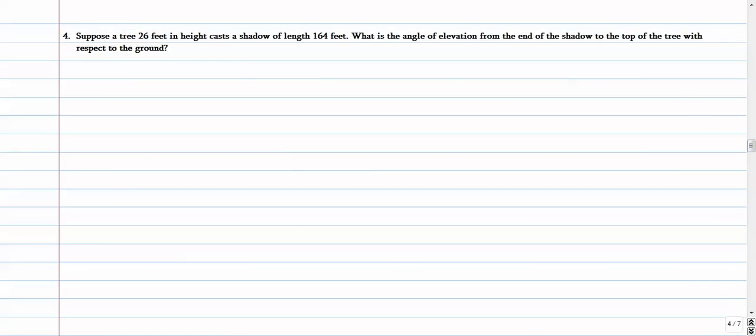Another tree problem. Let's draw another tree here. Suppose a tree 26 feet in height casts a shadow of length 164. Alright, so this might be a good time to pause the video and give this one a shot on your own. So we want to draw a tree. This tree is a little bit shorter, so I'll draw it down here. Alright, and that is 26 feet tall. 26 feet. That's the abbreviation for feet, just one little apostrophe like that.